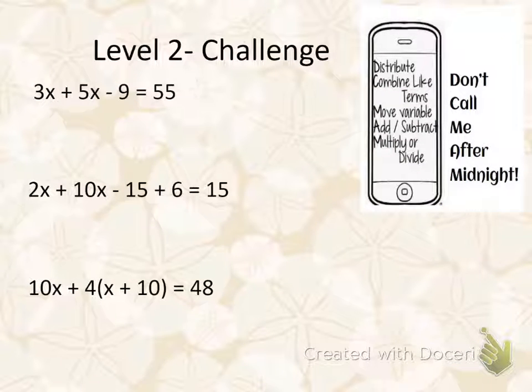Okay, so on the first step, we don't have anything to distribute, but we do have like terms. So we're going to do those first. Remember, line up your equal sign. That really, really will help you all throughout. Okay, so we're going to add 3x plus 5x. That will give us 8x minus 9 equals 55.